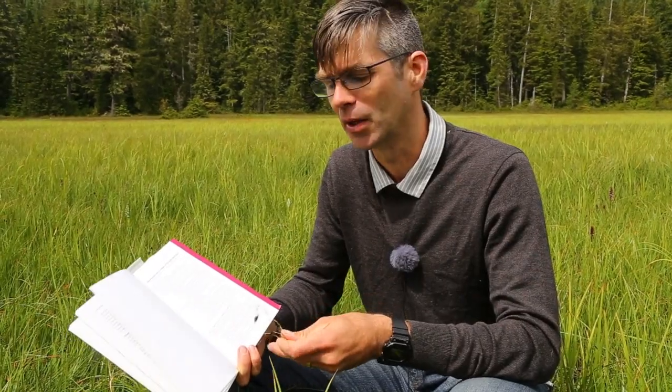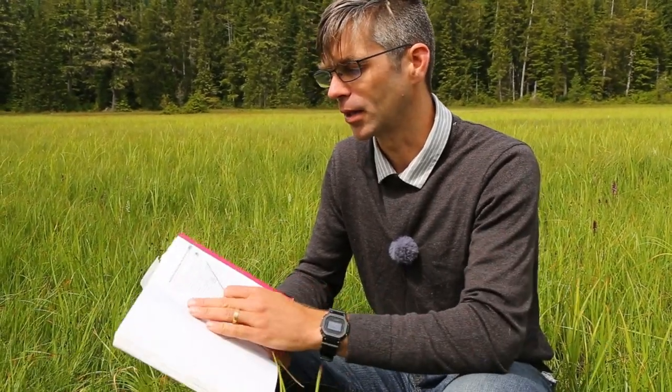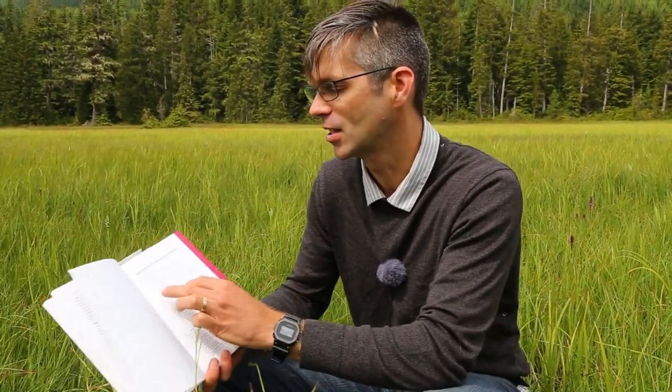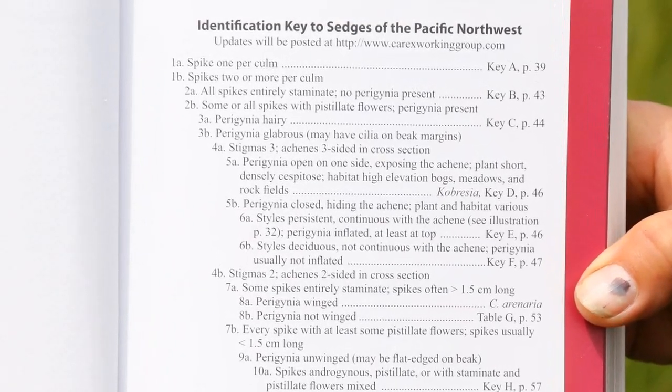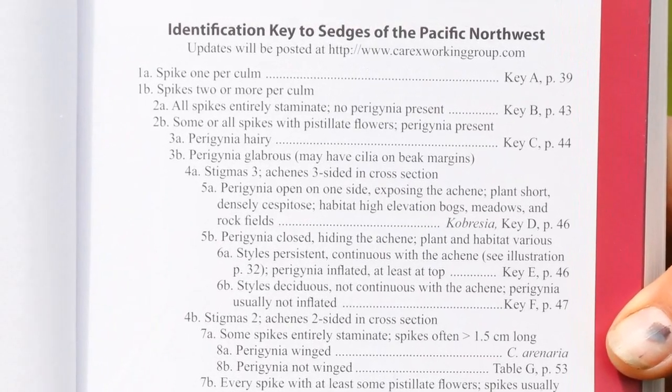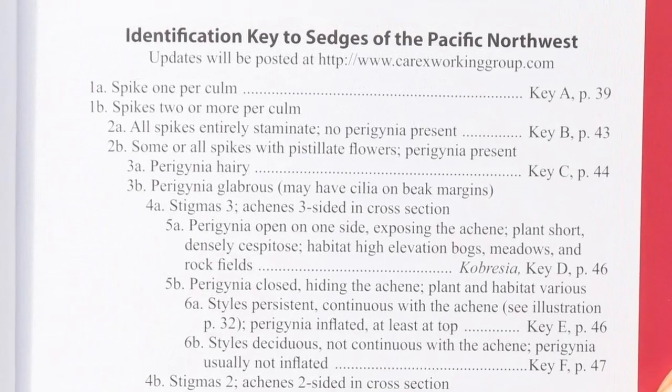And in this class maybe I will cover close to 12 or so of the most common. But I gave you a little bit of overview of the terminology, and so now we're going to apply some of that terminology in this key. So it starts out comparing 1A to 1B. 1A reads spike 1 per culm, 1B spikes 2 or more per culm.